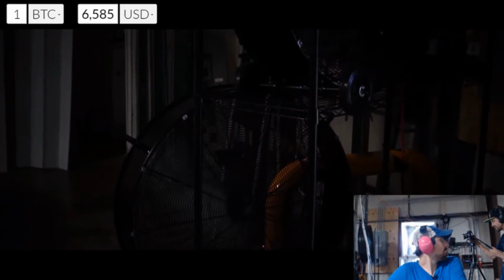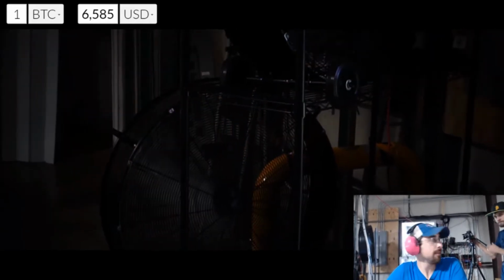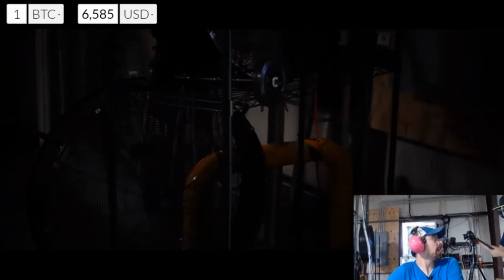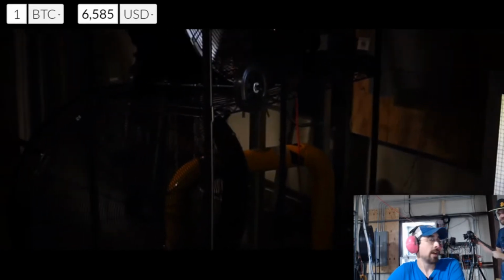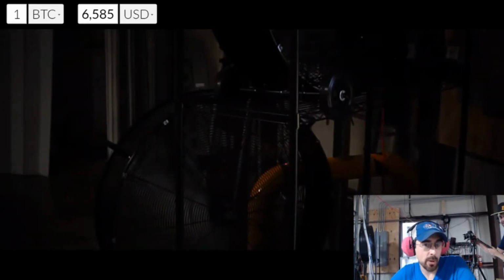Somewhere inside. I don't think any of our neighbors complained yesterday, so that was good. The neighbors, yeah. They don't know who we are. Hopefully they don't know who we are.